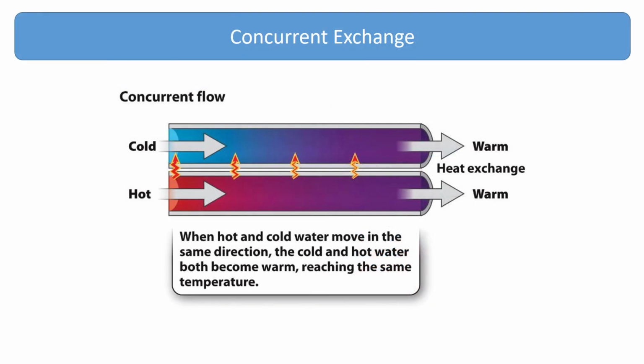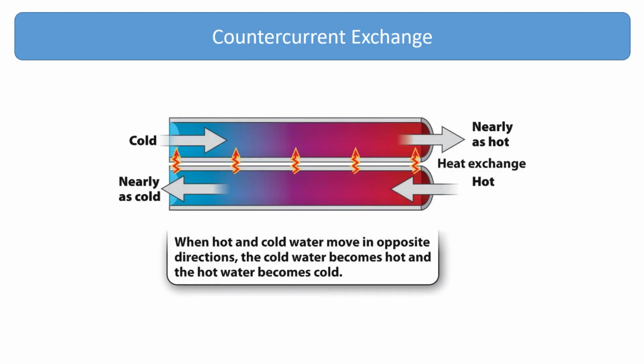Let's consider 2 tubes that are placed next to each other. One is carrying hot water, and the other is carrying cold water. When the water in the tubes flows in the same direction, or concurrent flow, the hot water gets colder and the cold water gets hotter because heat is transferred between the 2 tubes. Given enough distance, the water will be at an intermediate warm temperature at the end of the tubes, reaching the same average temperature in both tubes.